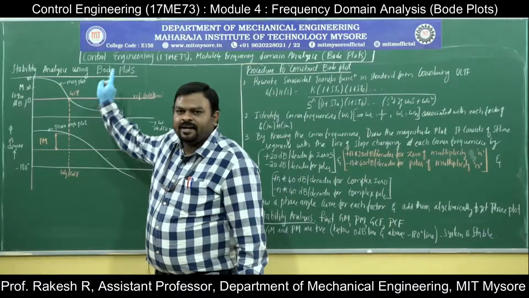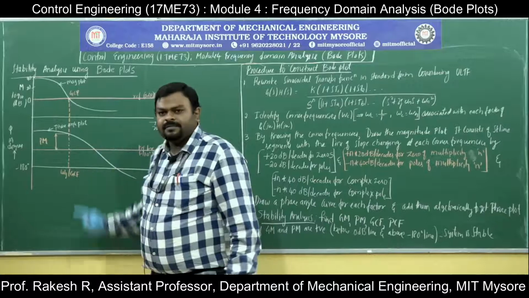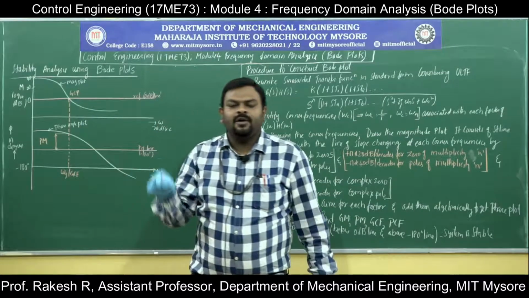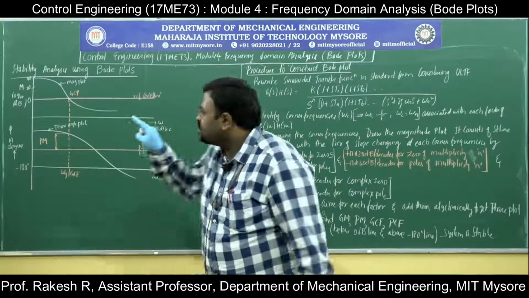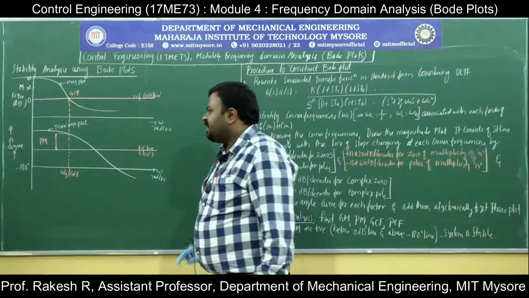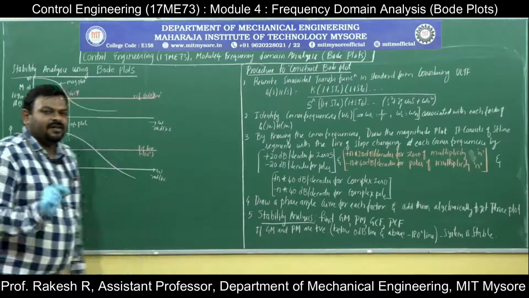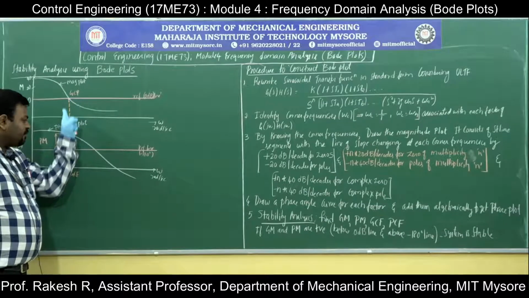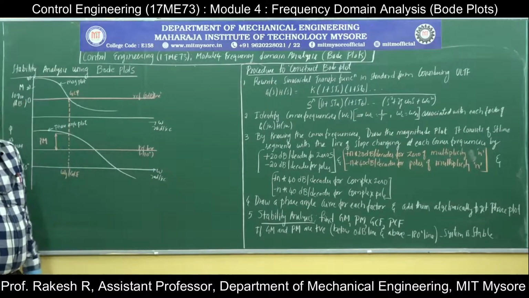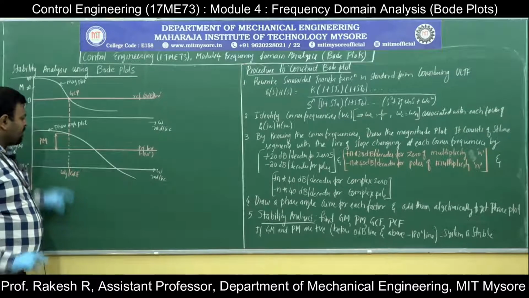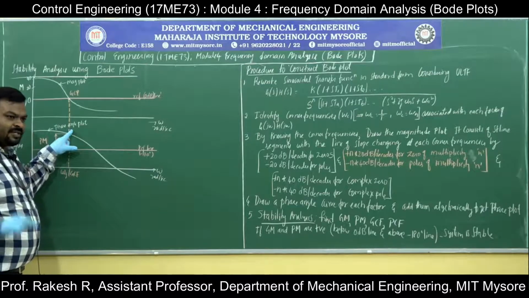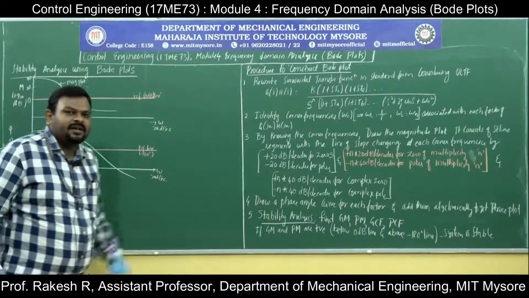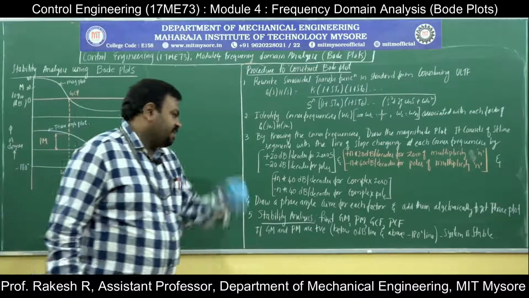First we draw the magnitude plot, then the phase angle plot, then we locate the gain crossover point. The gain crossover point is the point where the magnitude plot touches the 0 decibel line. After that, we project the gain crossover point to the phase angle plot, and the distance from where it projects on the phase angle plot to the minus 180 degree line is the phase margin.